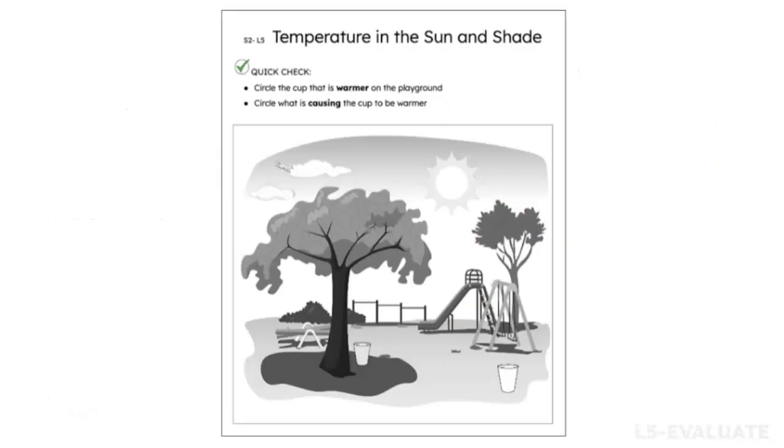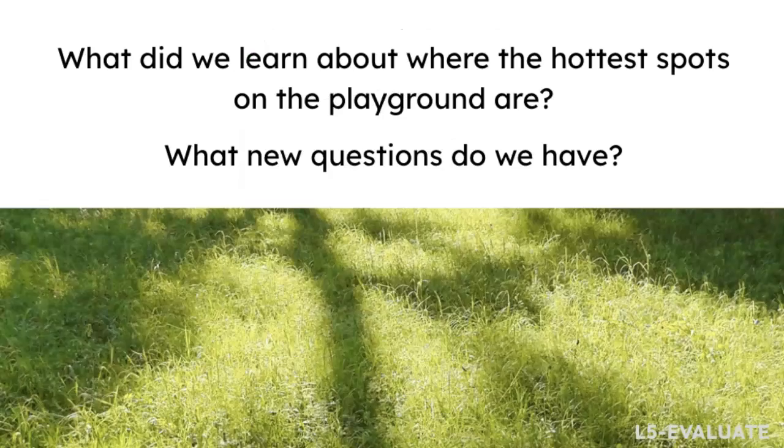In the Evaluate portion of the lesson, students will connect sun and shade to their playground solutions. They will complete the Temperature in the Sun and Shade student journal page. To support student sense-making across the unit, you'll orient students back to the driving question board. Ask, what did we learn about where the hottest spots on the playground are? And what new questions do we have?